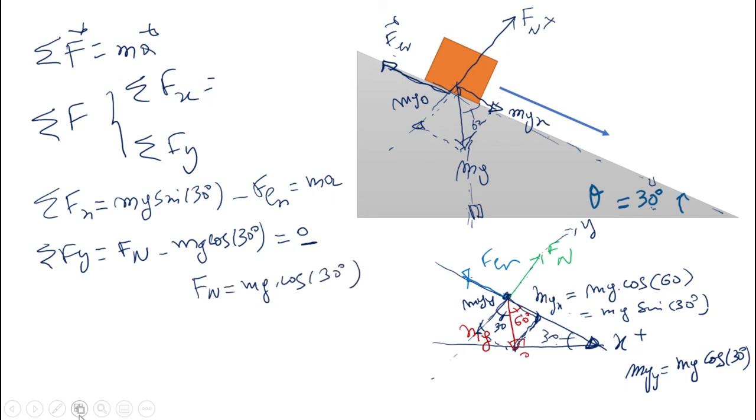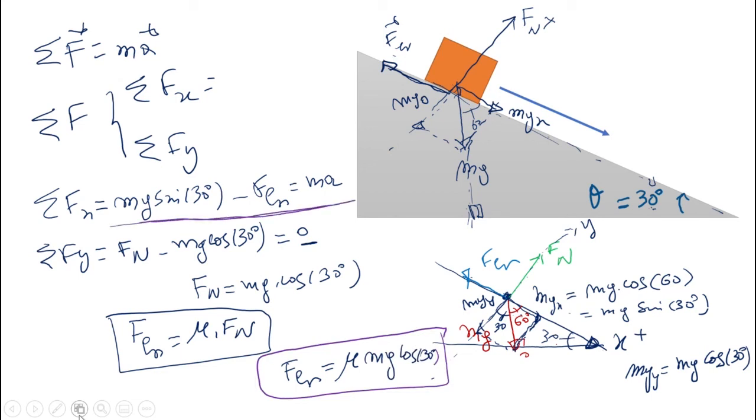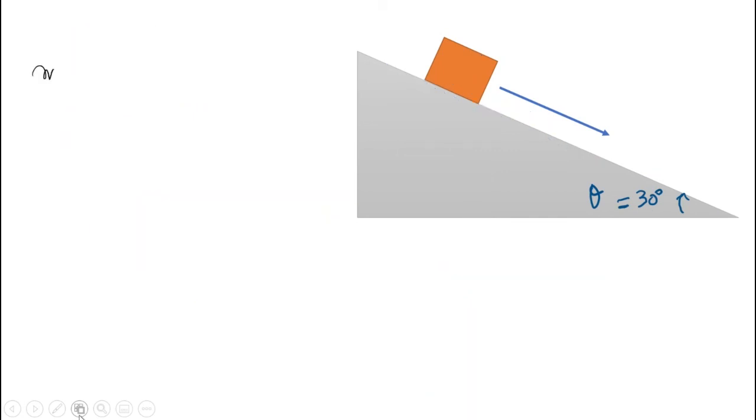So remember, the friction force by definition is the coefficient of friction times normal force. This we need to remember. And this friction force, in this case, will be the coefficient of friction times mg cosine of 30 degrees. We go back to x-axis because we are looking for the acceleration, and replace the friction force. We said mg sine of 30 degrees minus friction force, which is negative mu mg cosine of 30 degrees, equals the mass times acceleration.